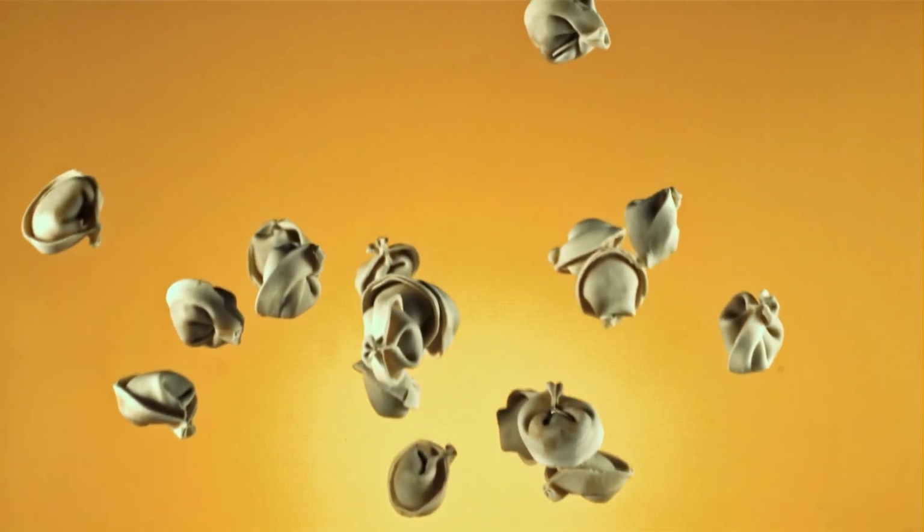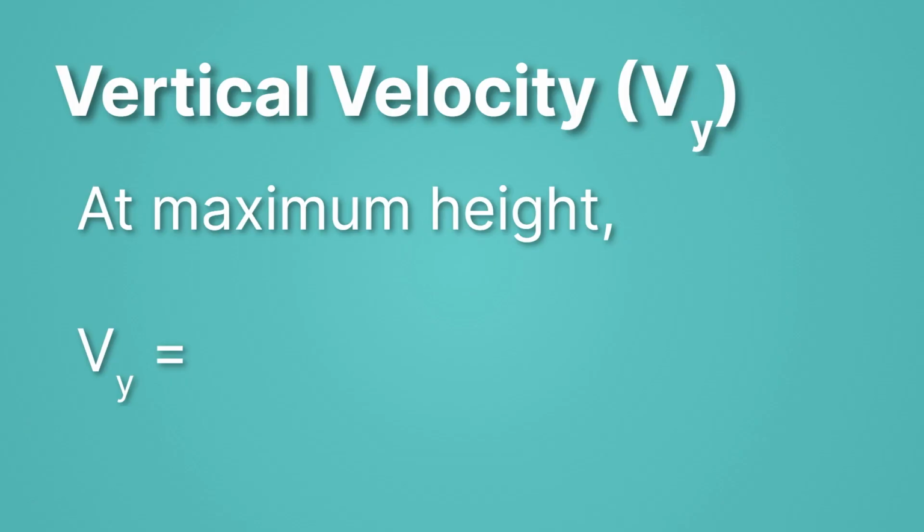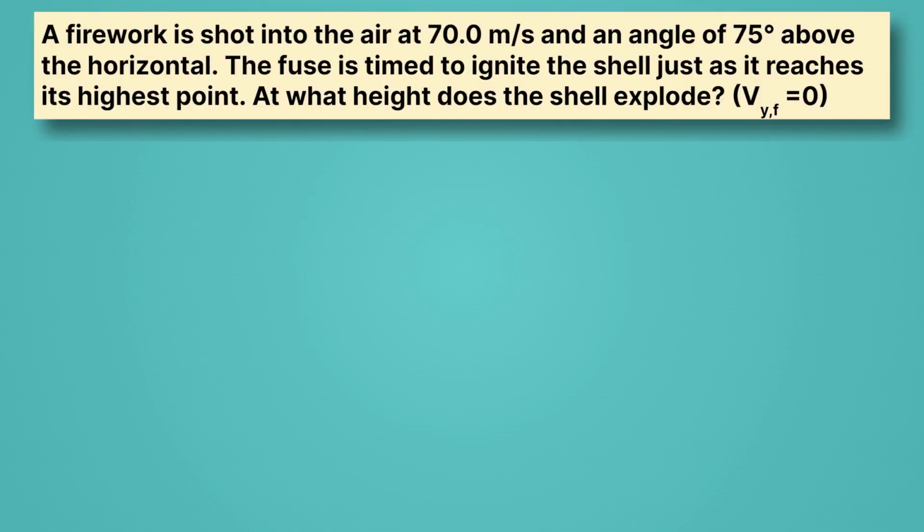This teaches us a really important fact. At the maximum height, the velocity in the Y direction is 0. So here's the key fact you need to know. At the maximum height in our problem, or the maximum displacement, the velocity in the Y direction is equal to 0. So now let's dive back into this problem, knowing that the velocity in the Y direction at the highest point is now 0. Now we'll be able to solve this.